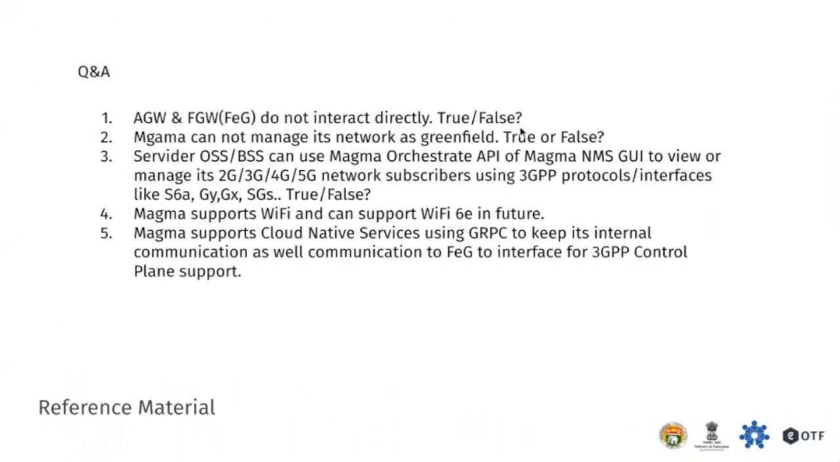So at this stage, let us brood over some of the questions to create an idea of what we did. For example, here the question is: access gateway and FeG, the federated gateway, do not interact directly. Is it true or false? Yeah, it's true. They don't interact directly. That's the beauty of it. That is why you are getting the orchestrator to be able to provide connectivity between the two, as well as to the external, as well as to the NMS, which is an optional module.